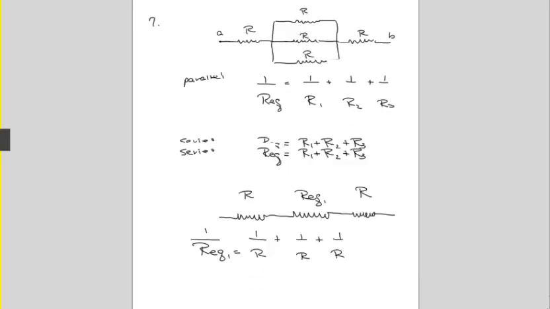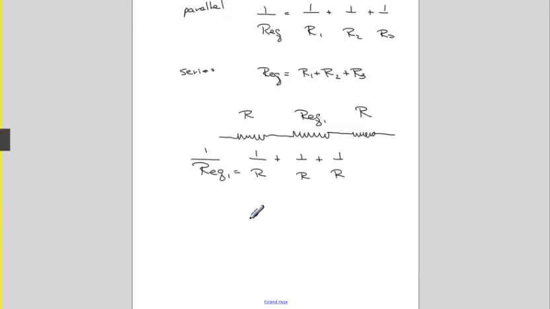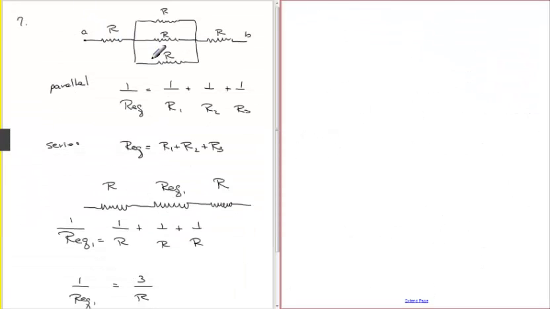In this case, you end up with 3 divided by R on the right-hand side, because 1 plus 1 plus 1 is 3. So you get 3 over R is equal to 1 over the equivalent resistance REQ1. If you take the reciprocal, you get the answer. So the equivalent resistance 1 is just R divided by 3. And that's what we said was going to be less. The resistance is less if you have 3 of them in parallel than if you have just one by itself. There are 3 places the flow can go through, and therefore the flow is going to be higher.